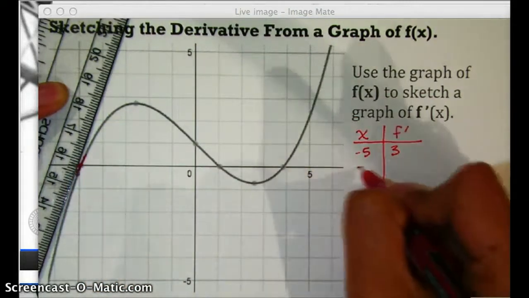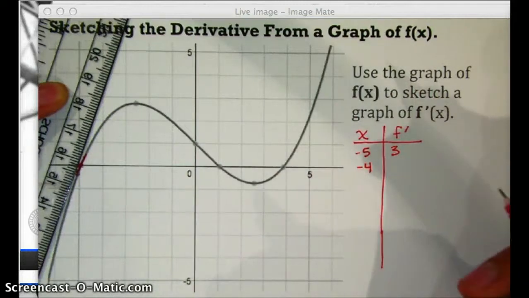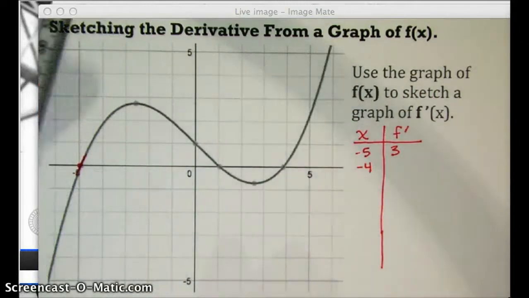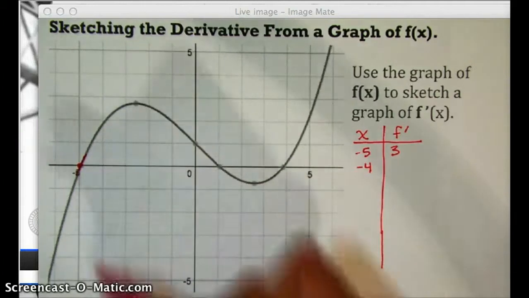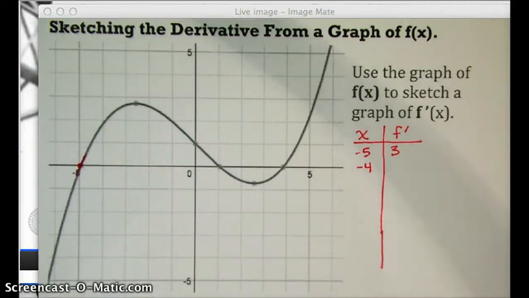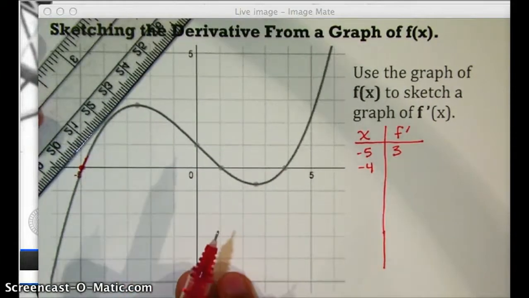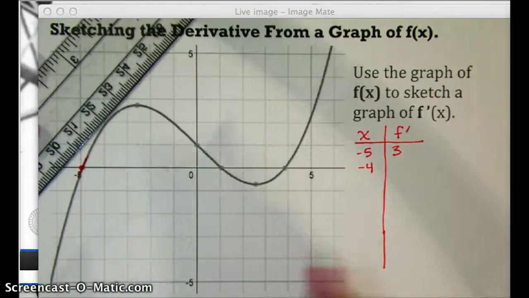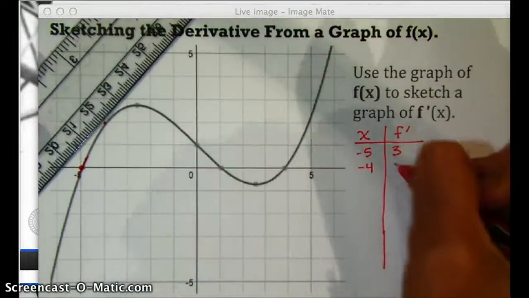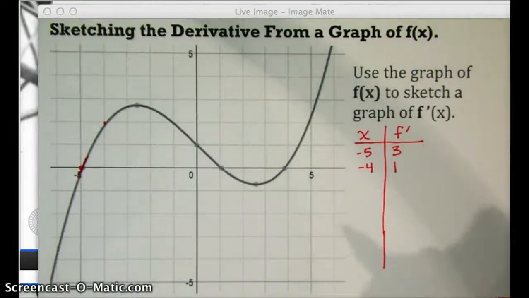Next, I'm going to look at the x value of -4, and I'm going to do the same thing. Why don't you do this first? What do you think the slope is going to be at -4? Right, so when I look at this, to me that looks like that's a +1 slope. I don't know perfectly. I could compare it to my graph with the ruler, and I think that's close enough for me. At -4, we've got a +1 slope.